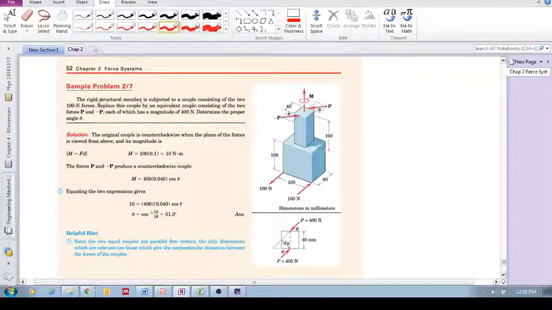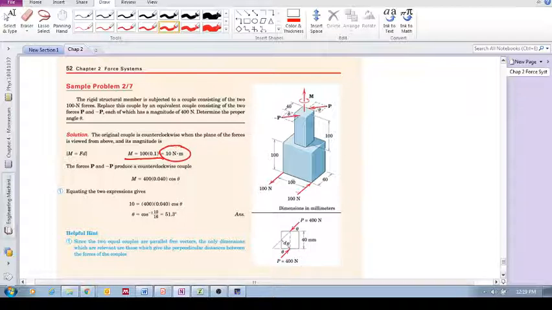Alright, so here we have a rigid structural member subjected to a couple consisting of two 100 Newton forces. It's a couple, equal, opposite, not collinear, separated by a distance of 100 millimeters. Alright, 0.1 meters. So what is the moment due to that couple? Straightforward. It's 100 times 0.1 gives you 10 Newton meter.